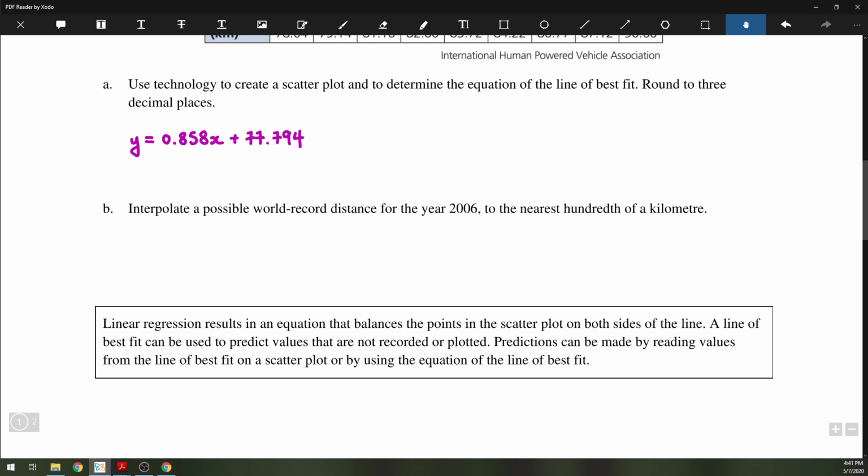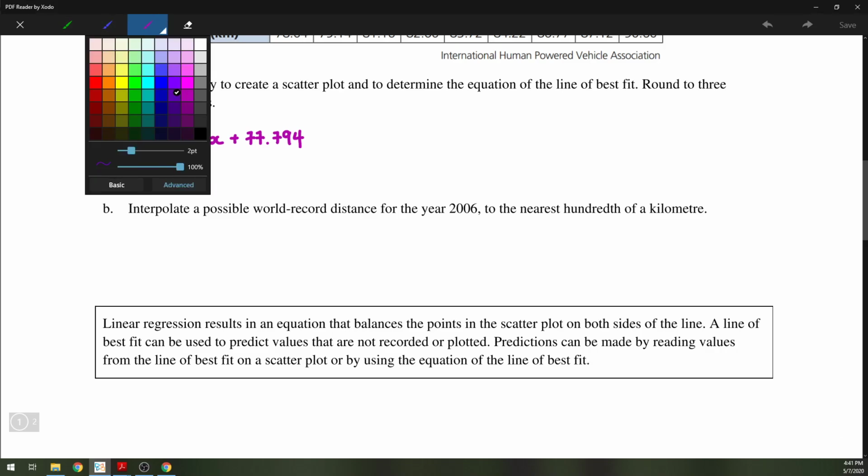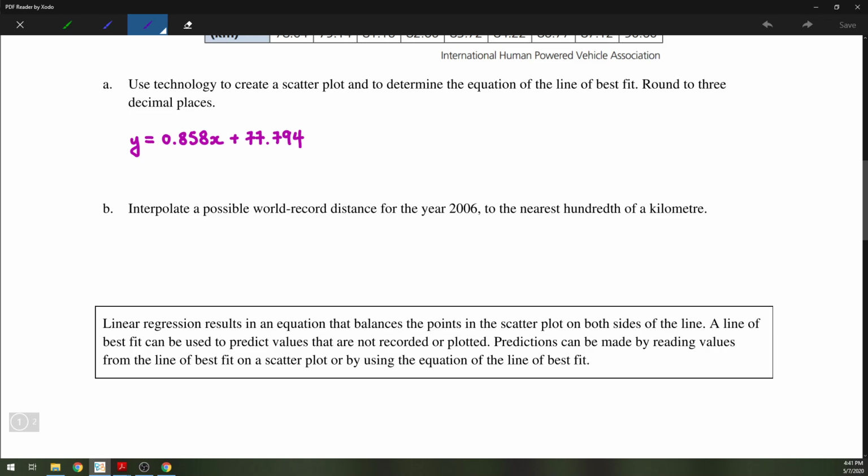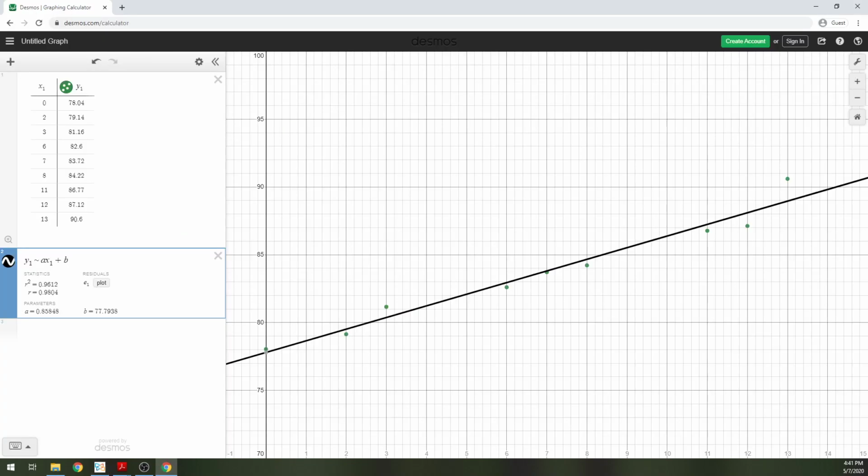So is there a nice way to do this on the graphing calculator or Desmos? Yes, there is. But the first thing we need to do is to examine the year 2006, that is 10 years since 1996. So when we interpolate, we're going to let x equal 10. Okay, so let's go back to Desmos. We can simply open a new table or function here.